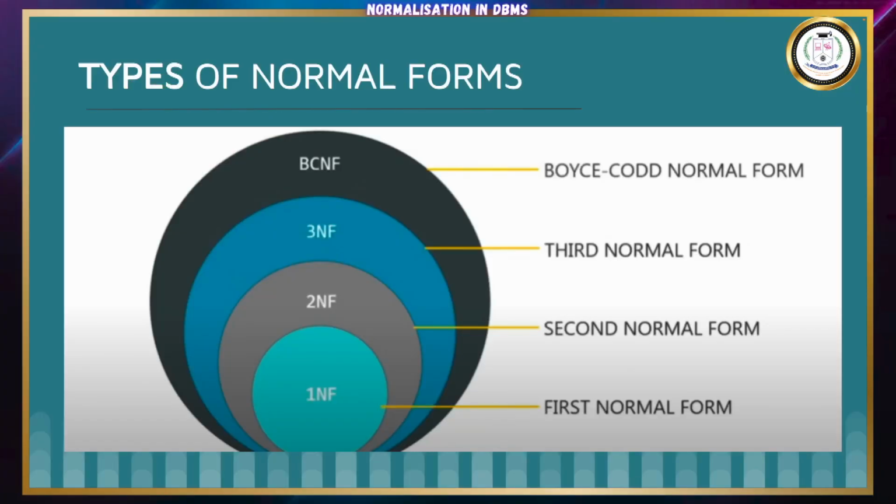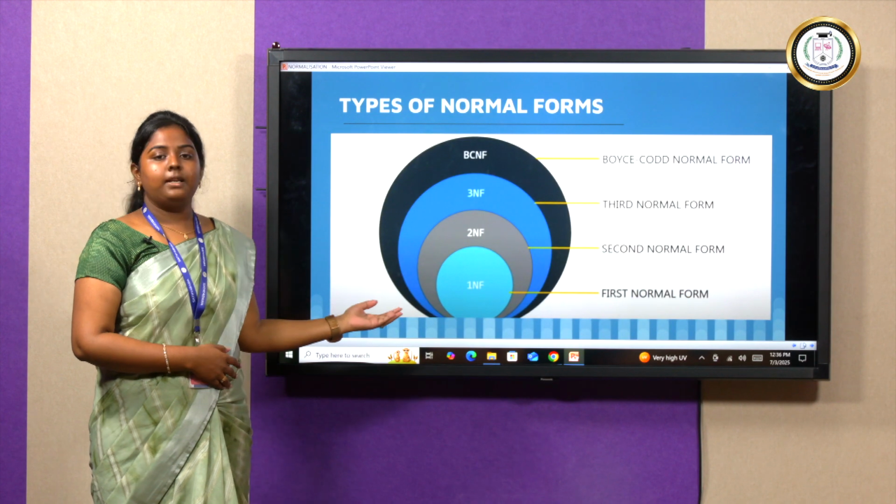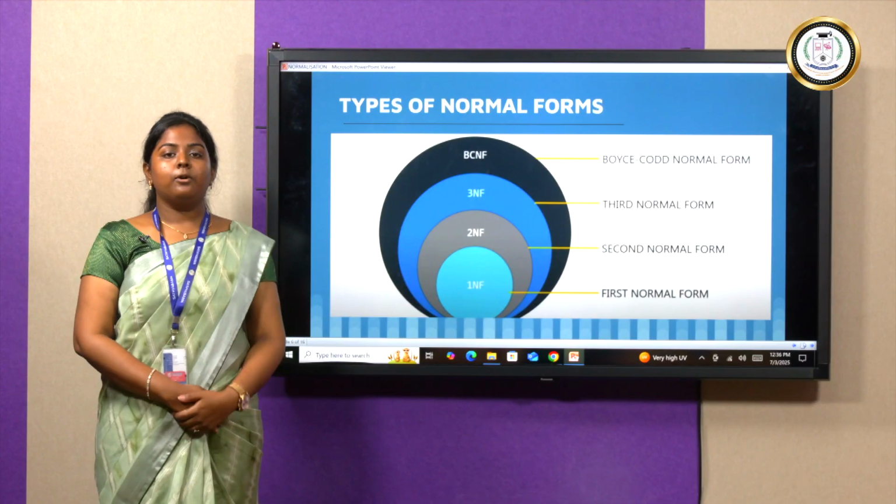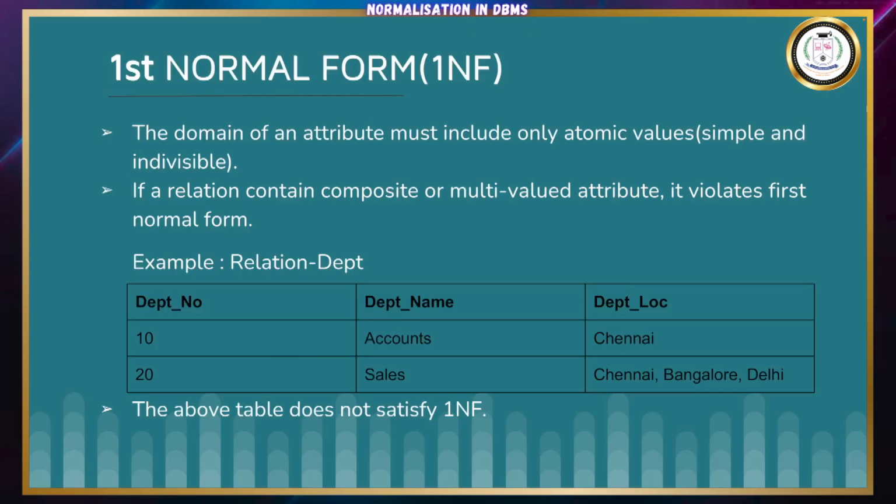In the next stage of normalization, we have different normal forms. We are going to see the major normal forms used in normalization. So we have 1NF, also known as first normal form, second normal form, third normal form, and Boyce-Codd normal form. We are going to see about the first normal form.